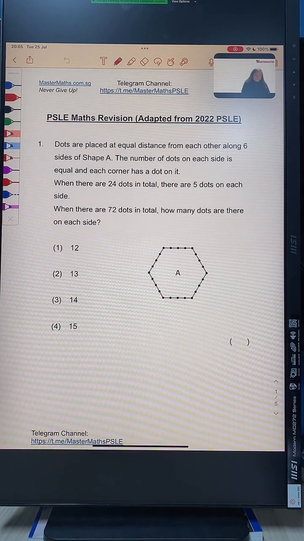This is PSLE standard maths. For students in foundation, you may feel free to join as well.